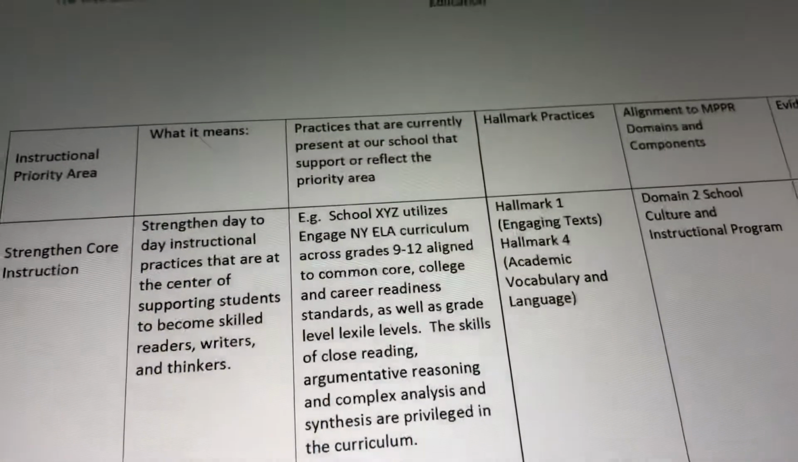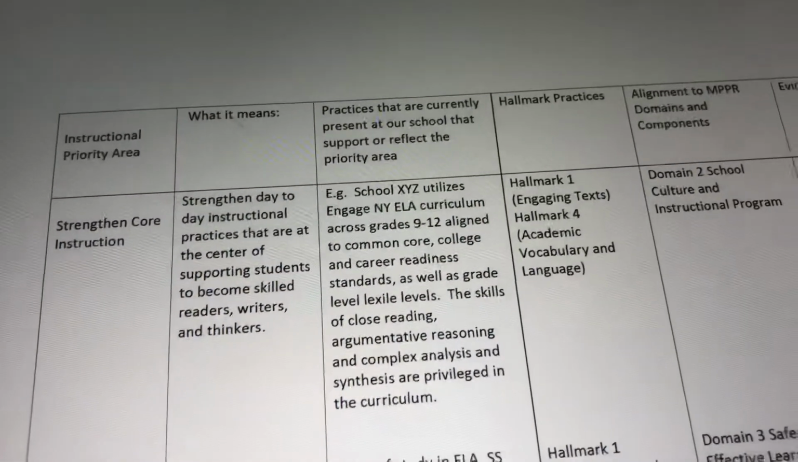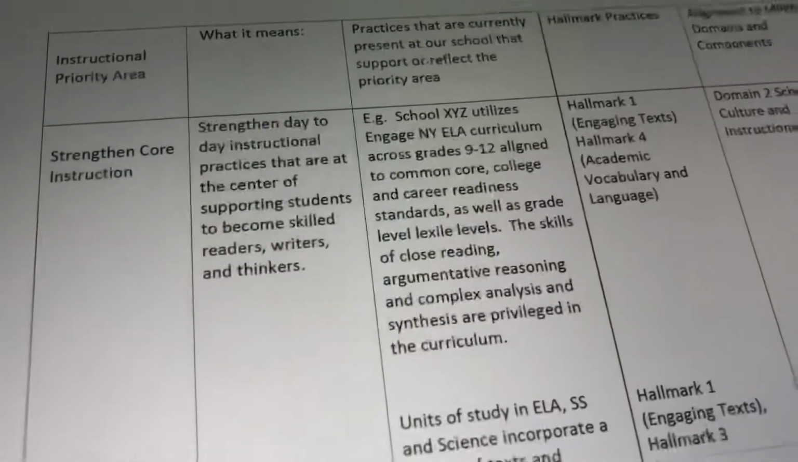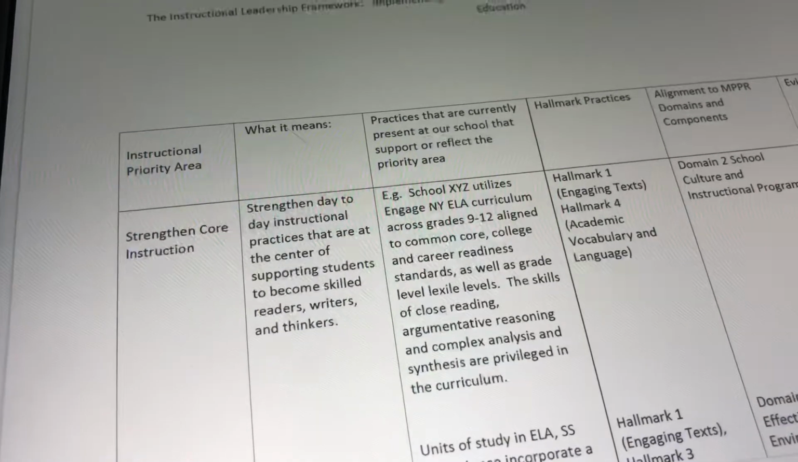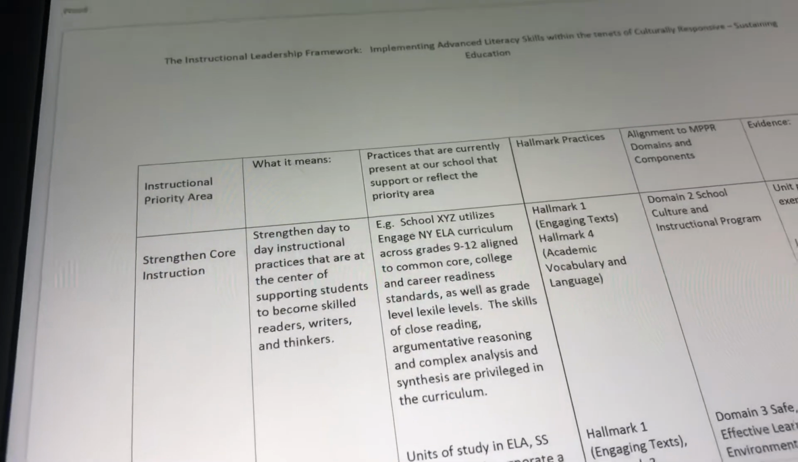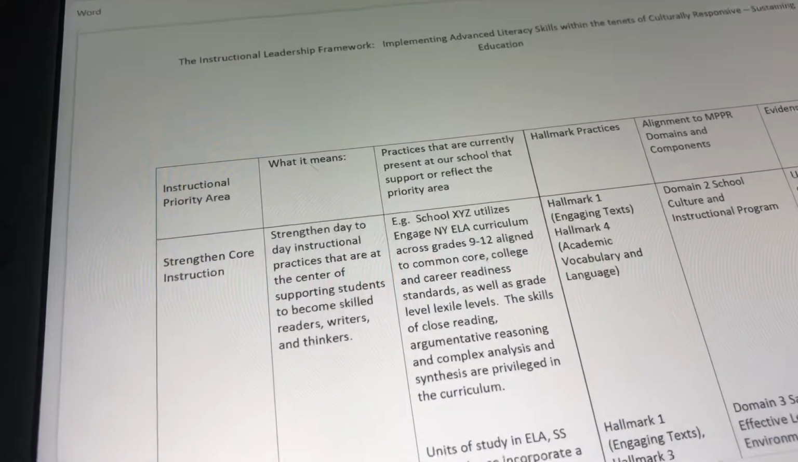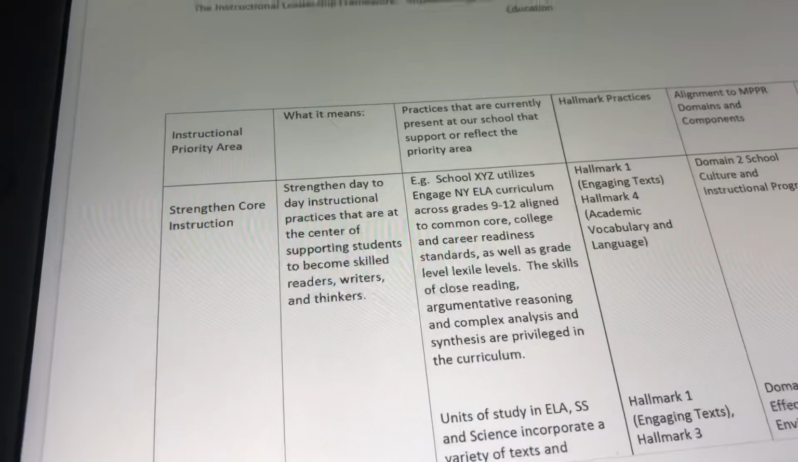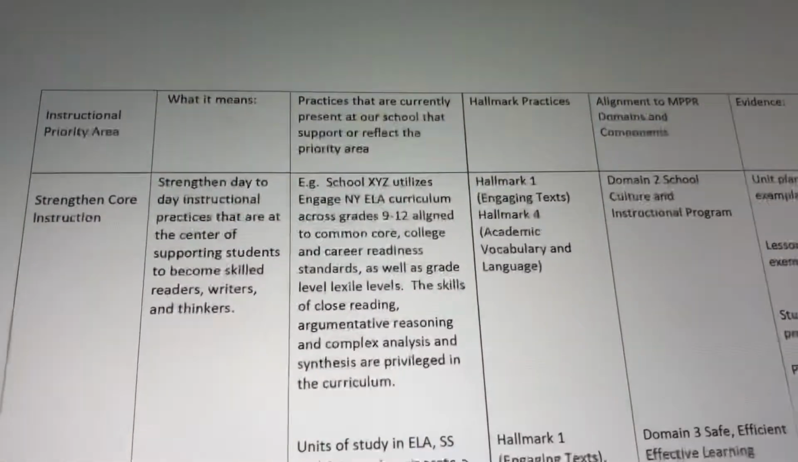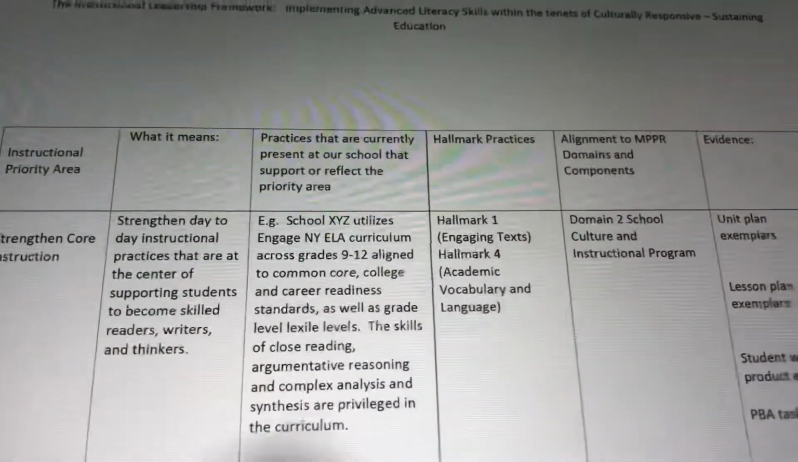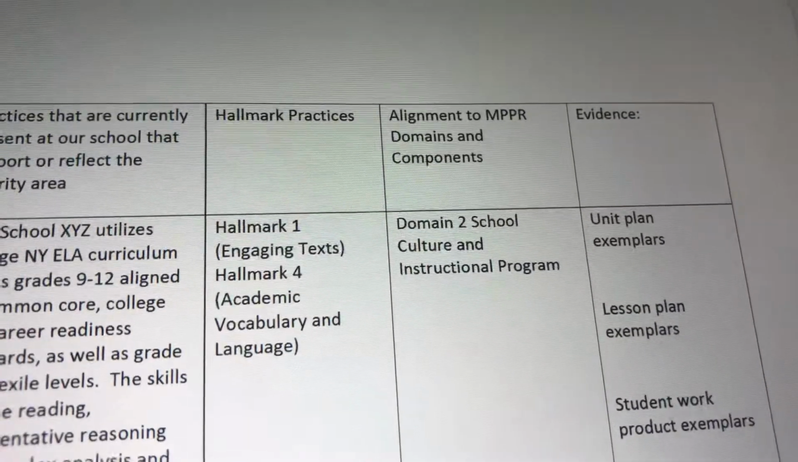So when we look at Hallmark 1, engaging text, the Engage New York ELA curriculum uses multiple texts from multiple perspectives. So you're definitely hitting on Hallmark 1 of advanced literacies. You're also thinking about Hallmark 4, academic vocabulary and language, because the readings that the students are exposed to through Engage New York definitely force them to elaborate and expand on their vocabulary, Tier 1, Tier 2, and Tier 3 words. How is this aligned to the MPPR?